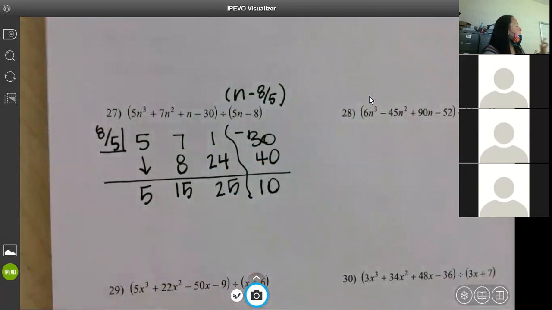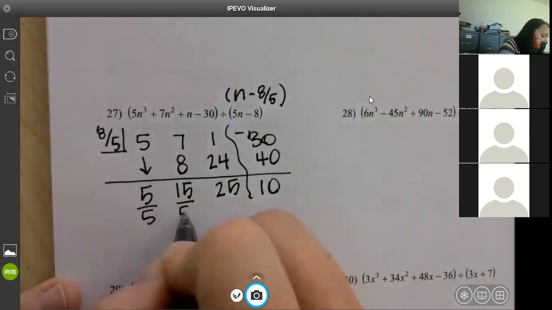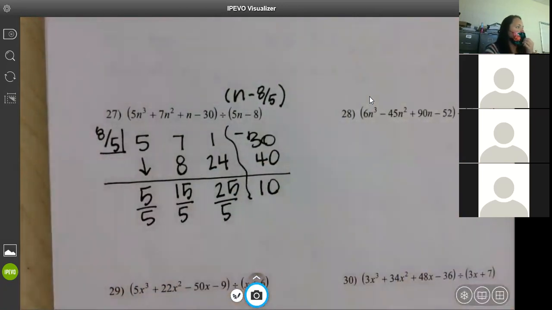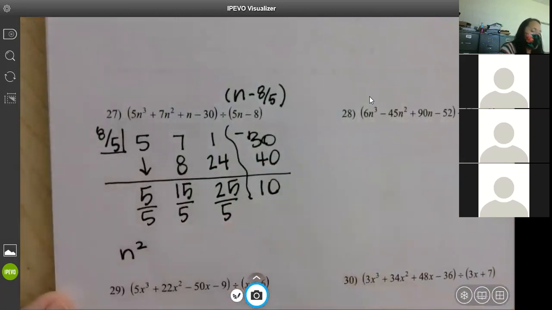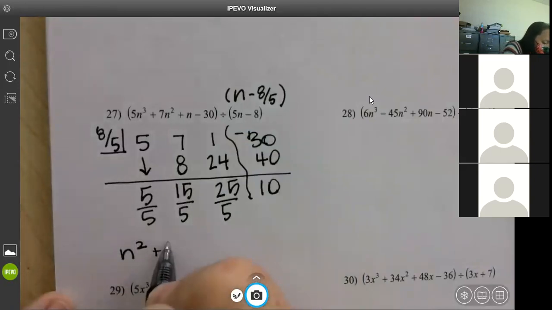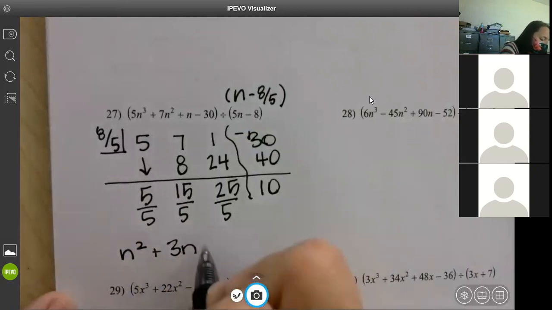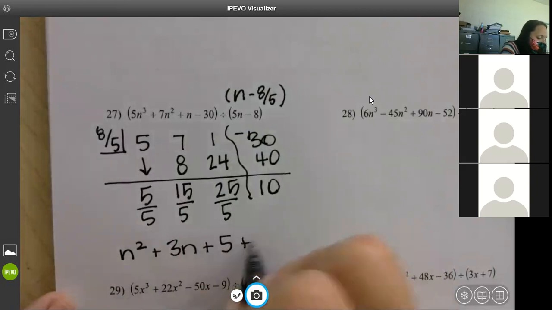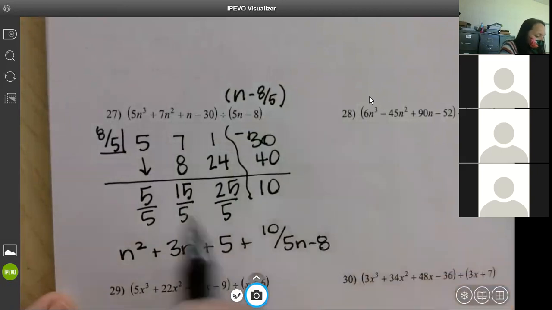10. What's that next step that I have to do? Divide everything by 5 except for the remainder. Do not divide the remainder. Do not touch the remainder. So 5 divided by 5 is 1. Instead of n cubed, we're going to have n squared. You can put the 1 or not. It's up to you. 15 divided by 5 we get 3n. And then 25 divided by 5 is 5. We have a remainder of 10, and we're dividing that by 5n minus 8.